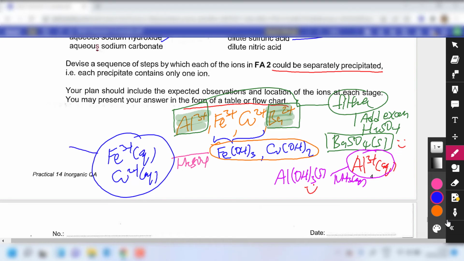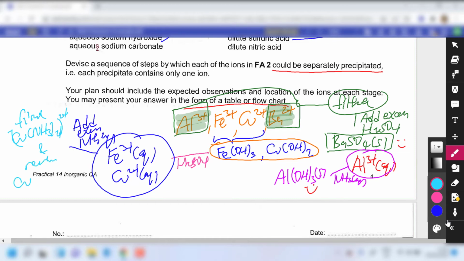How do we do that? We will add excess aqueous ammonia, and once we have added excess aqueous ammonia, we have filtrate. The filtrate will be the complex, which is the tetraammine copper 2 complex. And then the residue will be iron 3 hydroxide, which is what we wanted. So we have obtained iron 3 hydroxide as the residue, which exists as a precipitate.